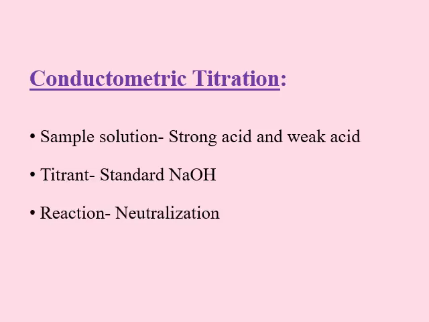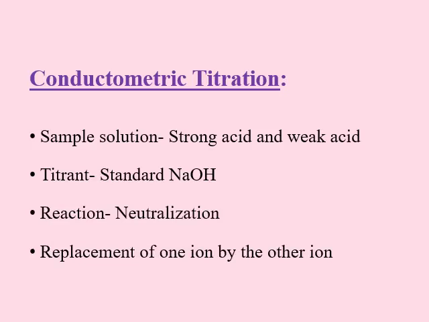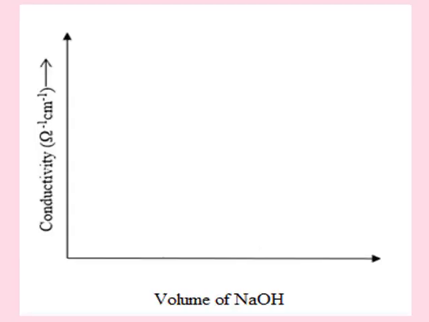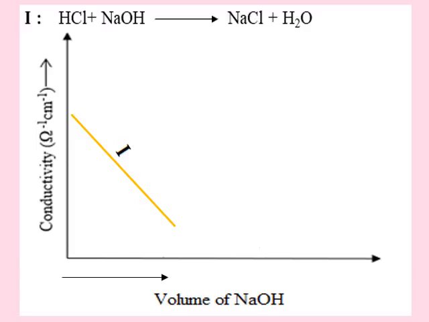During the titration, one of the ions is replaced by the other, and invariably these two ions differ in ionic conductivity. Hence, conductivity of a solution varies during the titration. At the initial stage of titration, conductivity decreases till the complete neutralization of strong acid, that is hydrochloric acid. This is because fast-moving hydrogen ions are progressively replaced by slow-moving sodium ions.